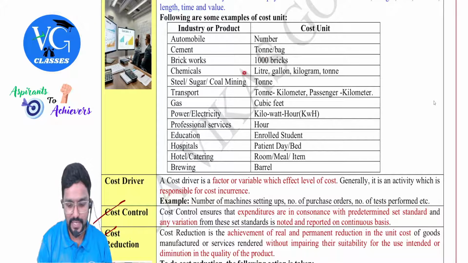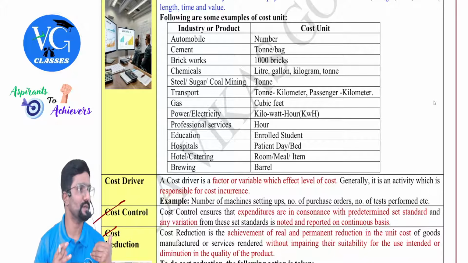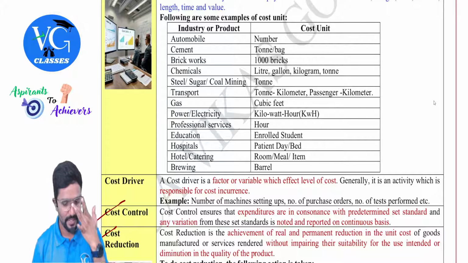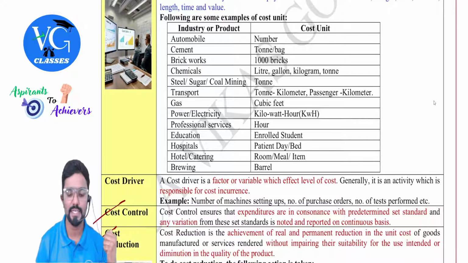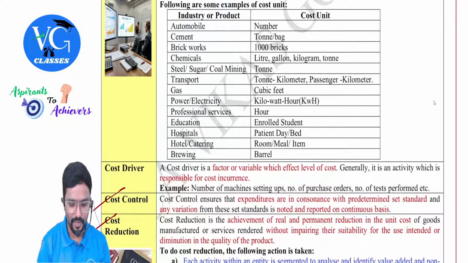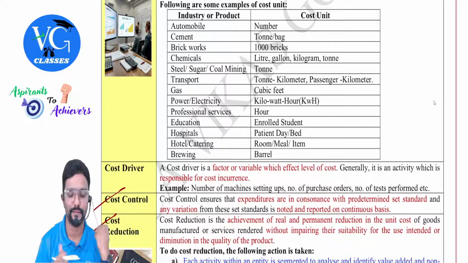Chemicals, it can be in liter, gallon, kilogram, ton, because a few of the chemicals can be in liquid form also. Next, steel, sugar, coal mining, everything per ton. Next, transportation, it depends on passenger or goods. If it is goods, per ton per kilometer. If it is passenger transportation, per passenger per kilometer. Next, gas, cubic feet. Power or electricity, kilowatt hour. Professional services, any kind of professional services, normally we charge based on hour, per hour.